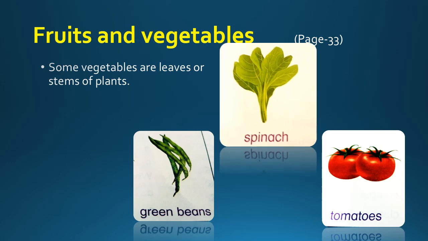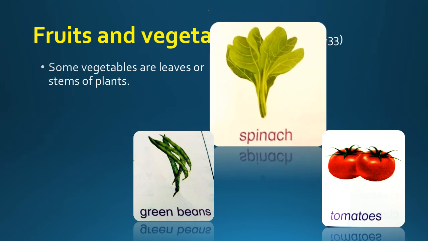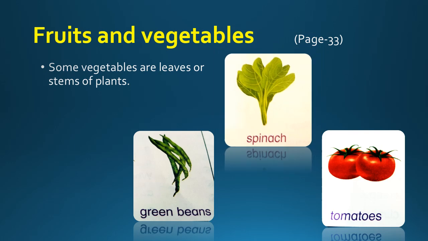Like spinach. Spinach are the leaves which we eat as vegetable. Similarly, बहुत सारे बच्चों को potatoes बहुत पसंद होते हैं, उसके चिप्स भी बना के खाते हैं. And you know, potatoes are stems.